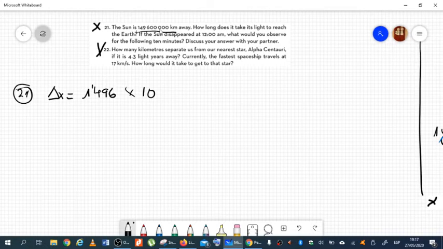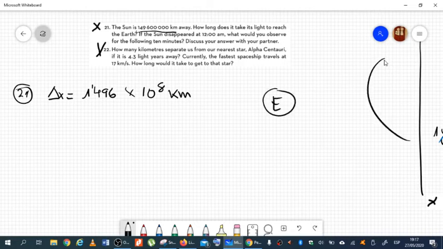2, 4, 6 and 8 kilometers. Okay, so imagine this is the earth and this is the sun. And the distance between them, more or less, the distance between both surfaces, is this. If the sun disappeared at 12 a.m., what will you observe for the following 10 minutes?